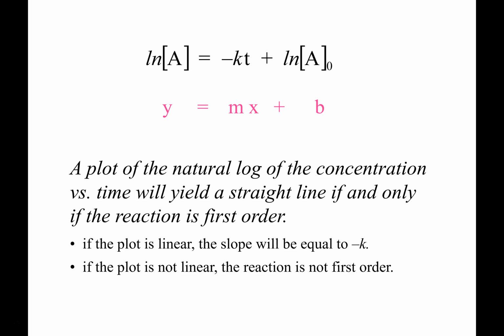So we can draw these conclusions. If we plot the natural log of A versus time, and it is a straight line, it passes, and you know now that the slope is equal to -k. If it's not straight, then it must not be first order. So 0, first, second. Here we go.